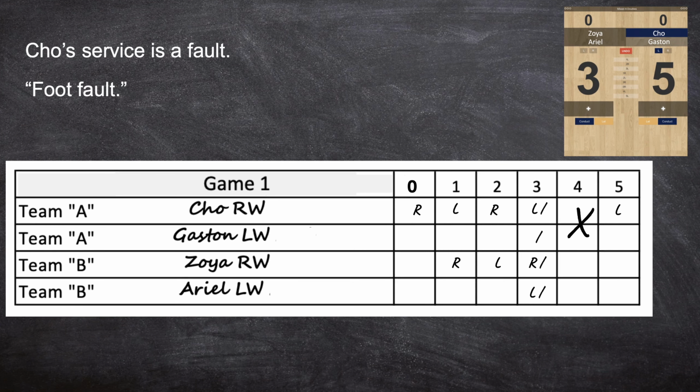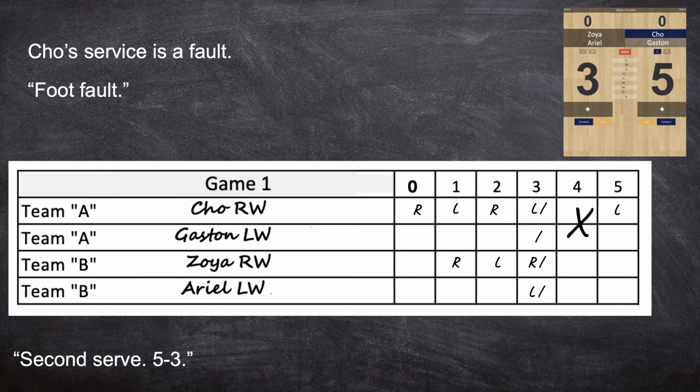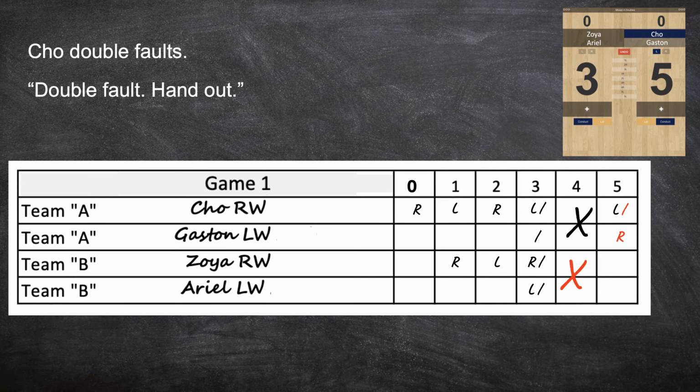Choi's service is a fault, foot fault. If you're going to call foot faults as a referee, do it consistently and do it early in the game so players are aware. Second serve, 5-3. Choi double faults. Double fault, hand out. Who just served? Choi. Guess who buys the beer? Add a slash in Choi's point column 5 to mark the handout.